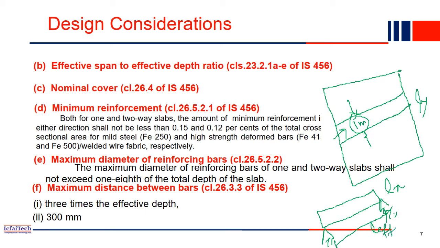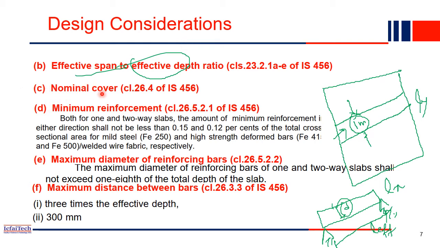And then the effective span to effective depth ratio. Effective depth means whatever is the small d, right? Small d we call the effective depth in the beam. Same configuration, same name here also. So the L effective by effective depth ratio, you will get in clause number 23.2.1 A to E of IS 456, because if you are designing a cantilever slab or a simply supported slab, the initial values you will get in this clause. This is our starting point.